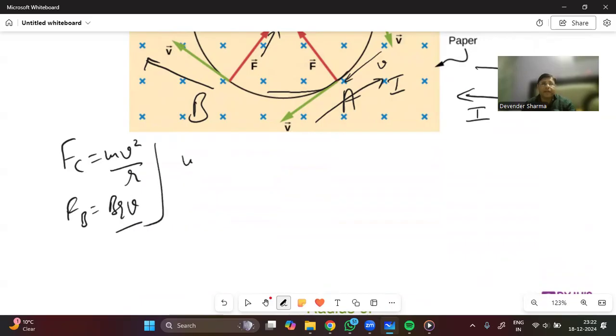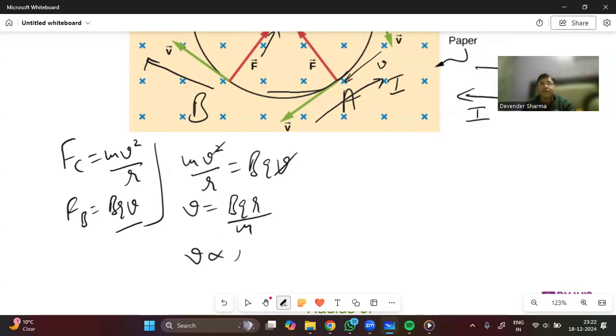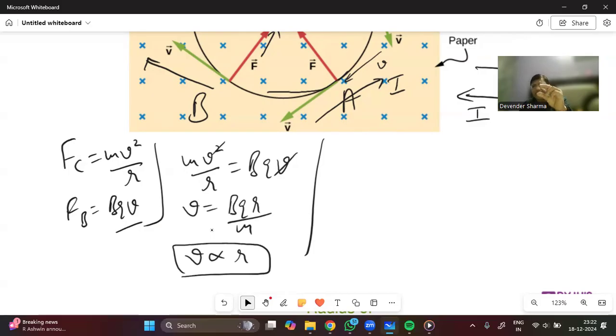So let's compare: mv squared by r is equal to BqV. V will be cancelled. We'll get the value of B, B = mv/(qr), so v = BqR/m. A very, very important thing here is that the magnetic field is constant, and charge by mass is constant. So velocity depends on radius. If the radius is small, velocity is small. If the radius is bigger, velocity is bigger. That is the most important point.